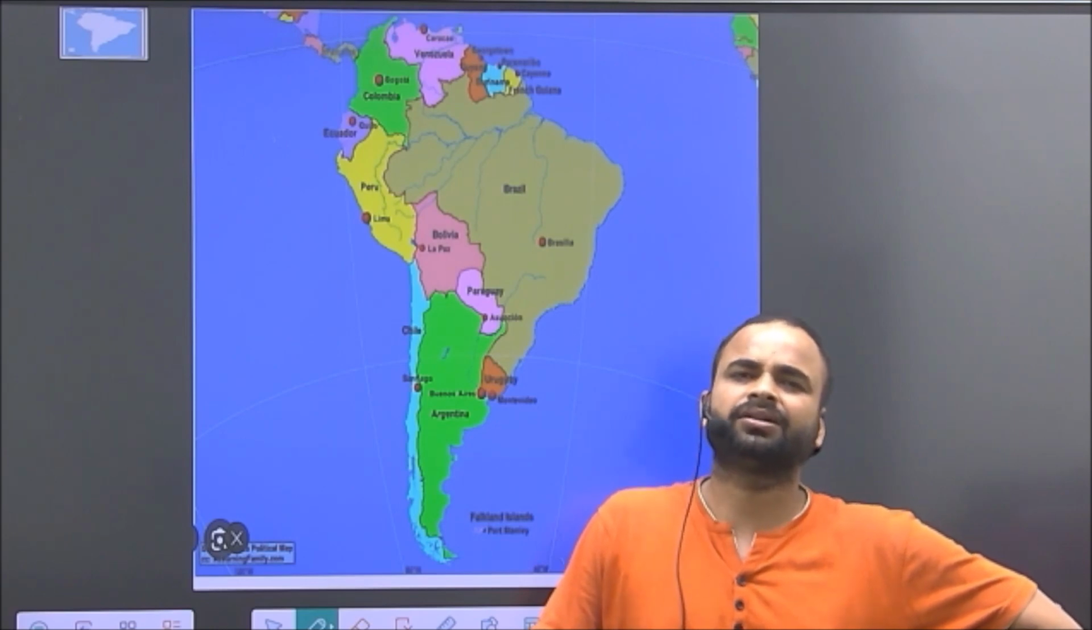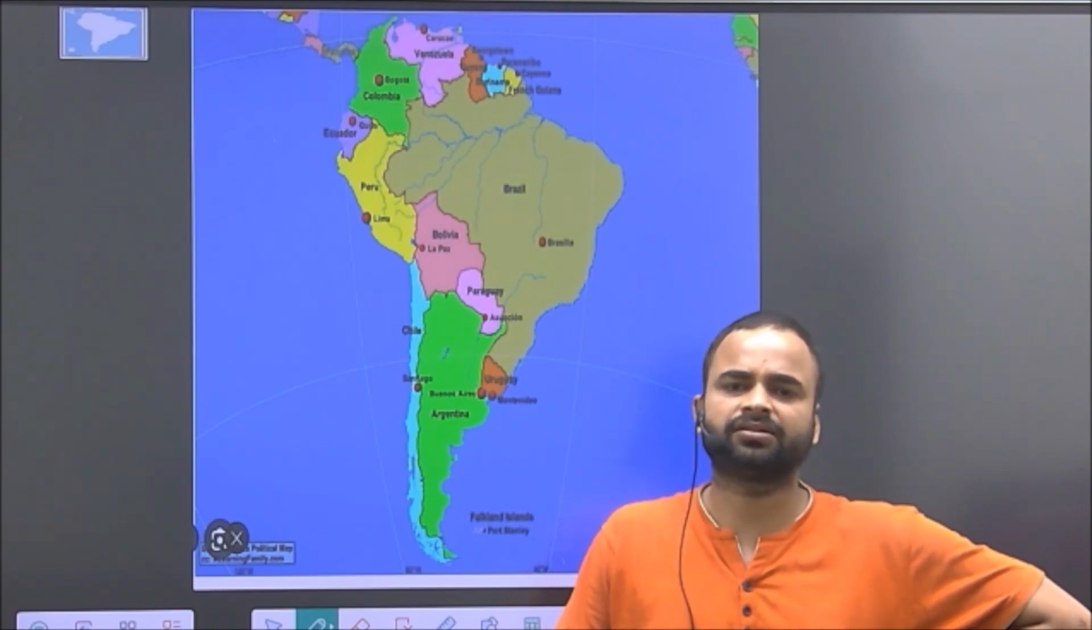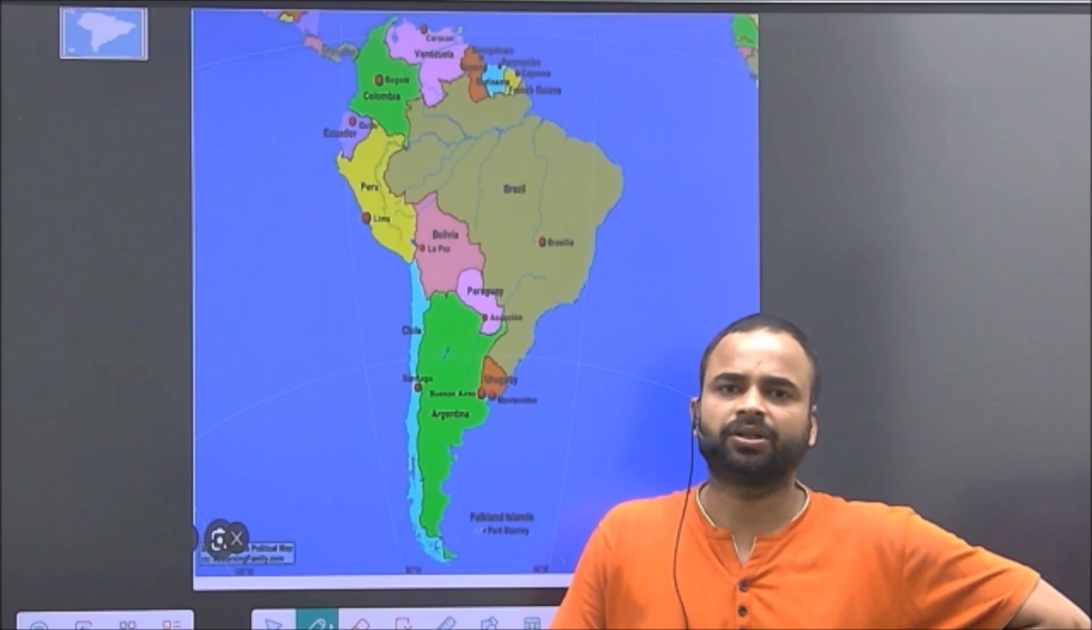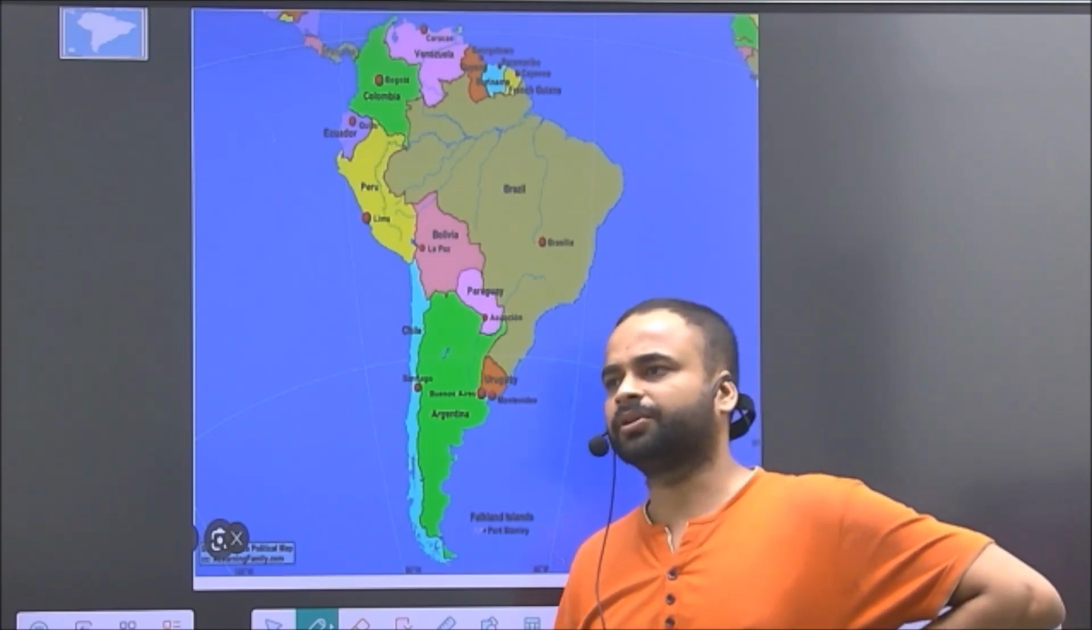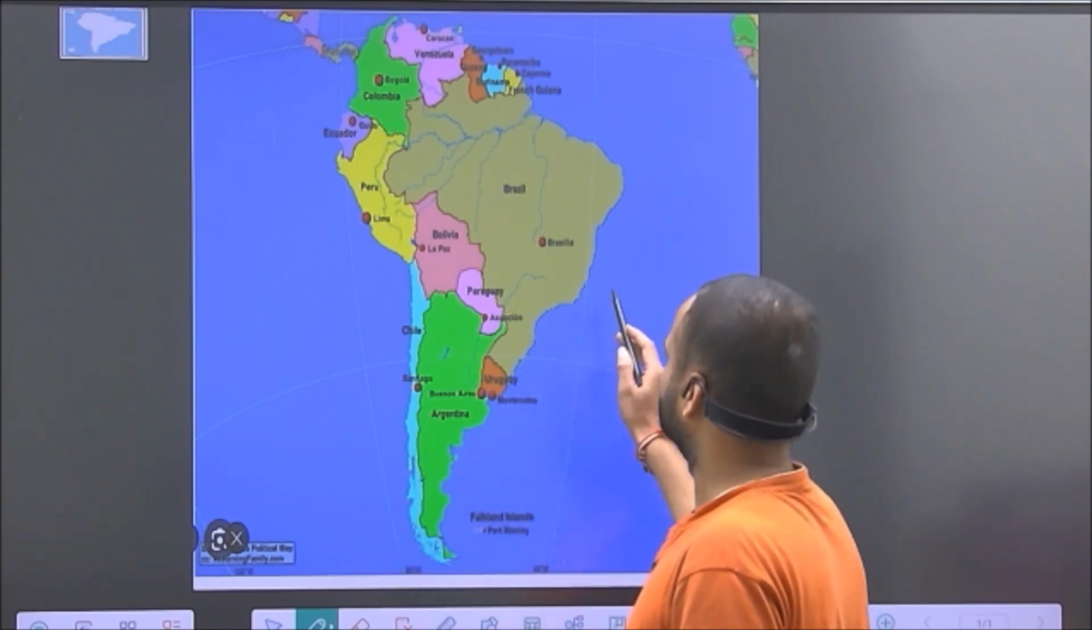All countries have a coastal region in South America, but two countries are landlocked in South America. So which are they?